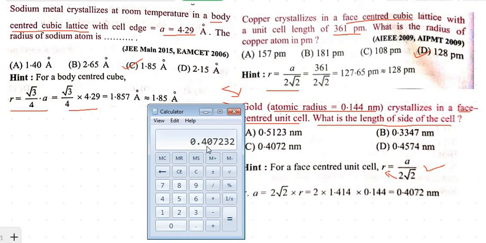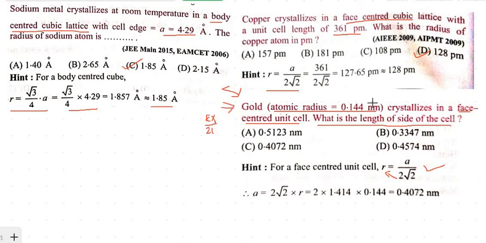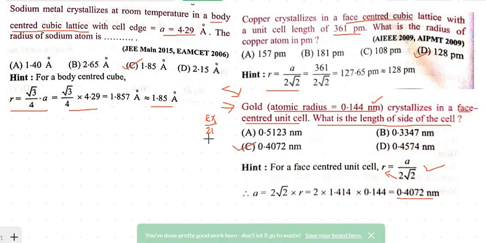And that is 0.407232. So we will take only 3 or 4 digits, they have taken 4 digits, so 0.4072, and the unit will be what? Nanometer. Okay, so this is how the answer has come, C, 0.4072 nanometer. So I hope you are clear with all kinds of numericals which are a part of MCQs.